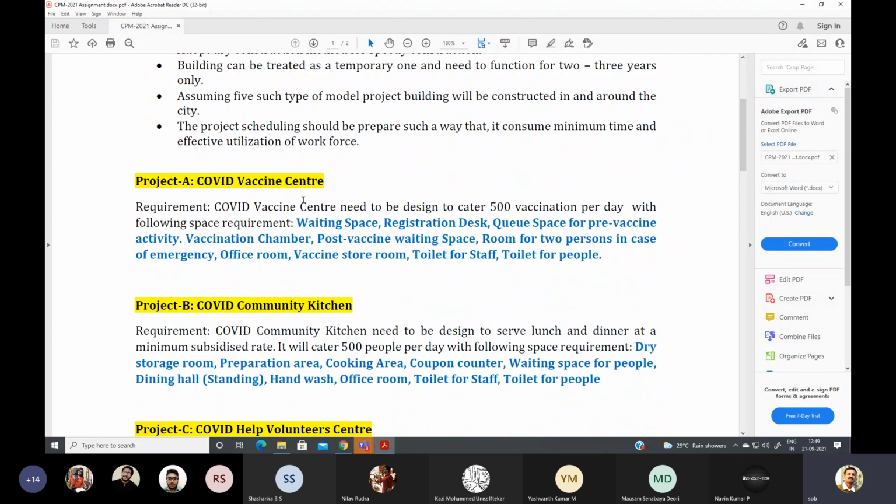What will be there in the vaccination center project? Requirement: the COVID vaccine center needs to be designed to cater to 500 vaccinations per day. The following space requirements are given in blue color: waiting space, registration desk, queuing space for pre-vaccination activity, vaccination chamber, post-vaccination waiting space, because after the vaccination you have to wait for half an hour, and a room for at least 2 people in case of any emergency.